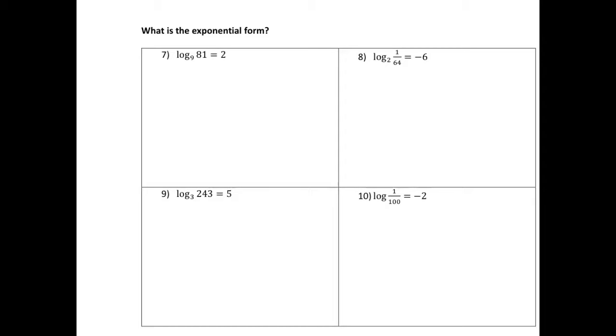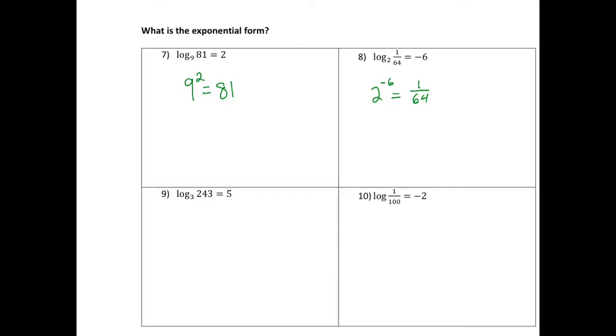So the second part, now I'm going to go the other way, right? So as you can see, I have the logarithm. Now I'm going to write the exponential form. So that means that, again, the base right here is 9, the exponent is 2, and 9 squared is 81. Okay. Again, number 8, I have my base is 2, my exponent is negative 6 equals 1/64.